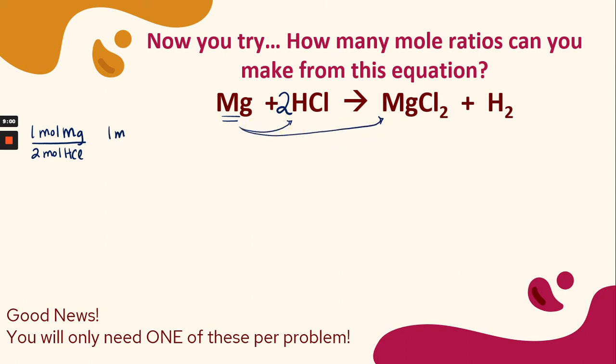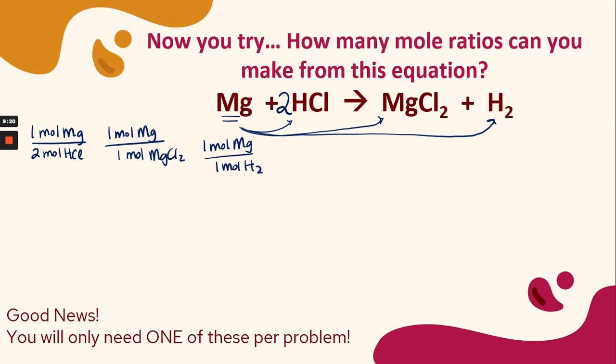So that's going to give me another option. Magnesium, and then that looks like 1 mole MgCl2. And then I can also compare it all the way over here to the hydrogen, so that's another one. So my little lines are in the way there. 1 mole of H2. So this compared magnesium to everything else in the equation.